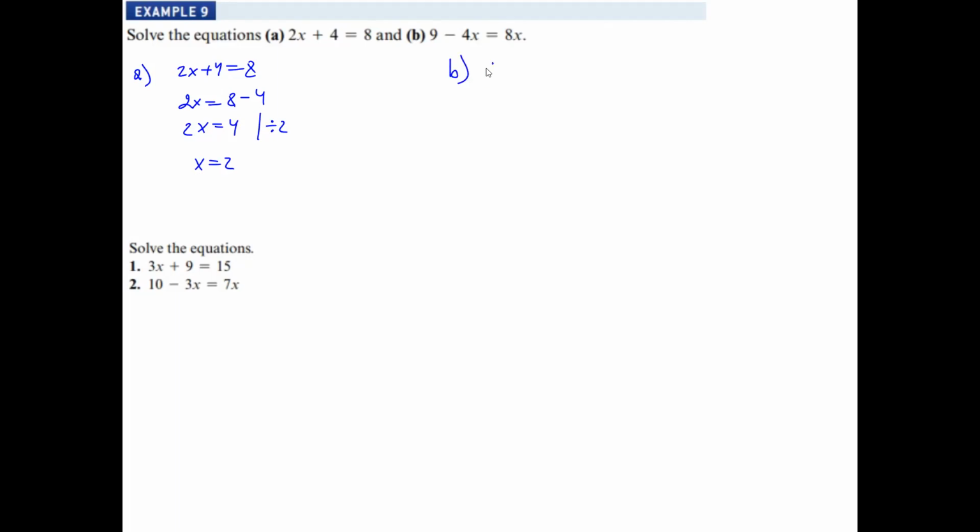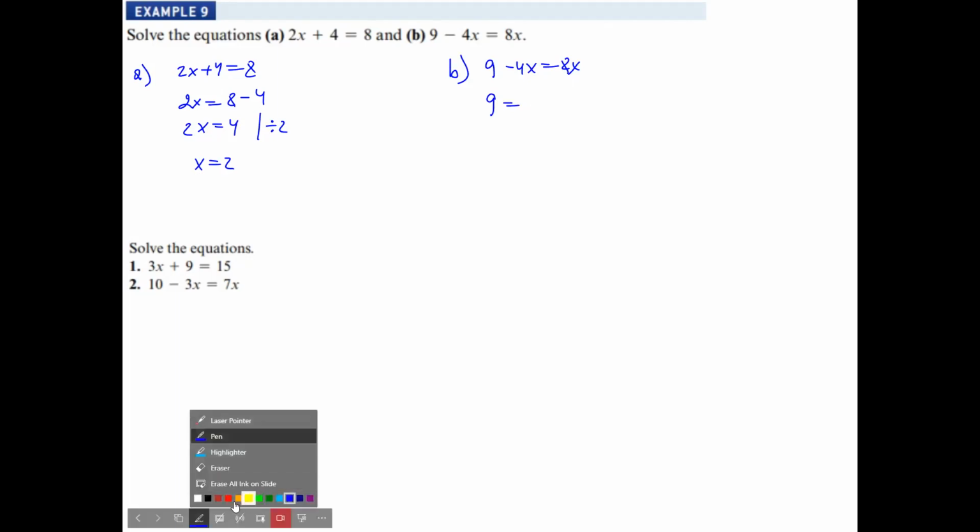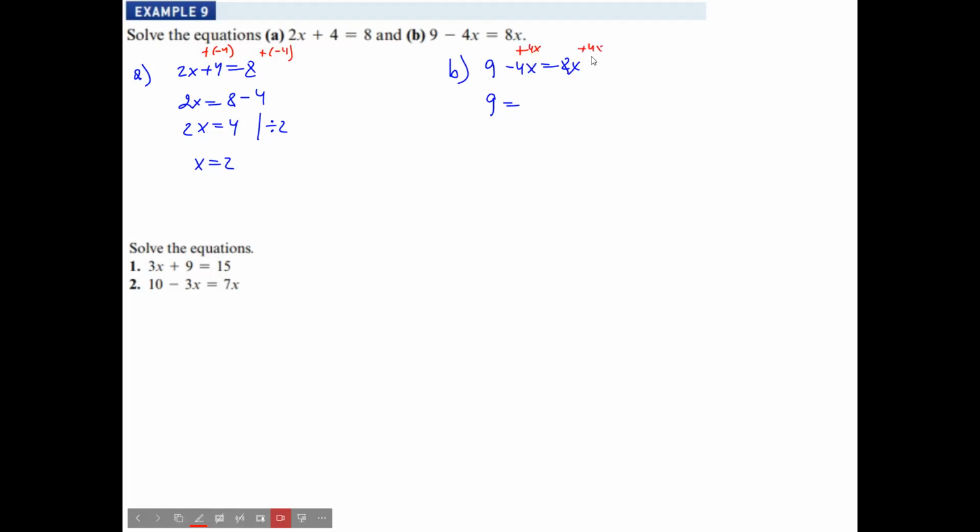B. So 9 minus 4x equals 8x. So this time I take 4x to the other side. So technically, what I have to do, here I had plus minus 4, plus minus 4. Here I had plus 4x, plus 4x, right? So 9 equals 8x plus 4x. 9 equals 12x. And here I divide by what? Well, actually by 12, right?